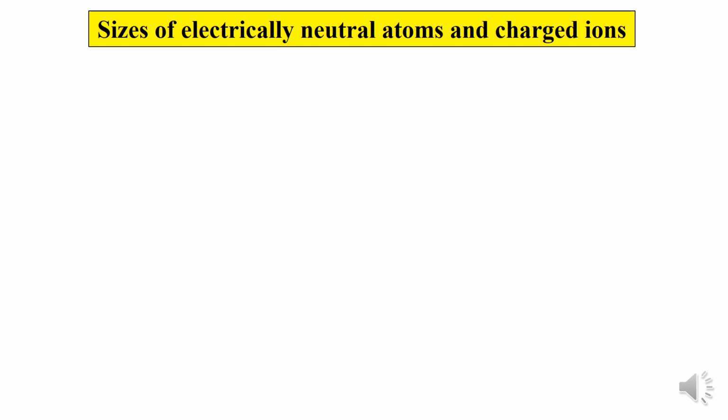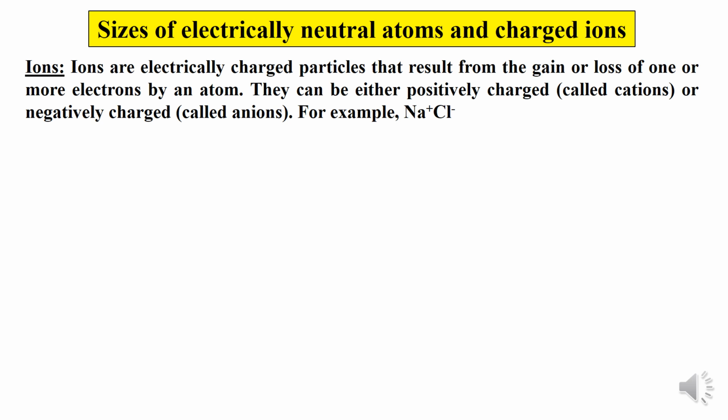In order to understand the topic of the size of electrically neutral atoms and charged ions, one needs to be familiar with the meaning of neutral atoms and charged ions. What are ions? Ions are electrically charged particles that result from the gain or loss of one or more electrons by an atom. And they can be either positively charged, called cations, or negatively charged, called anions. For example, sodium chloride.